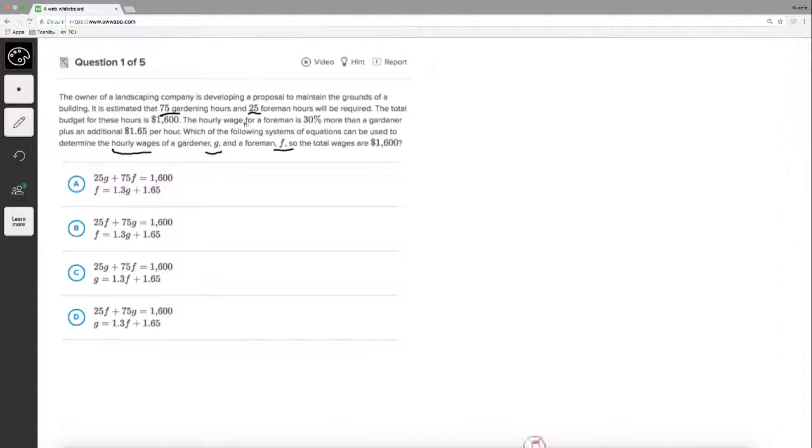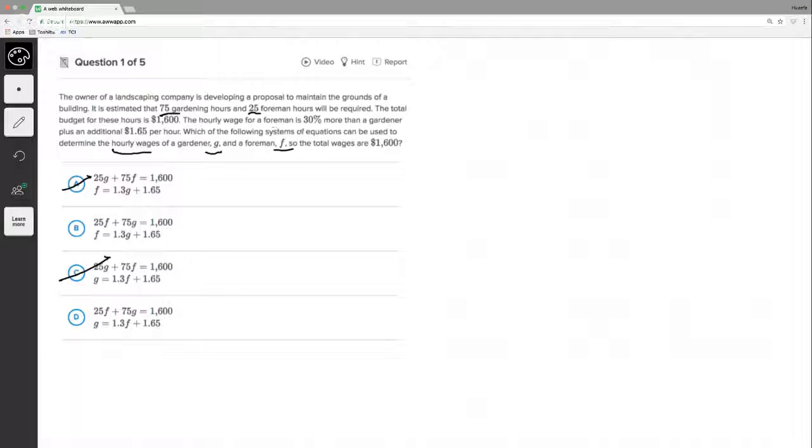Basically, we've got the foreman F, whatever the hourly wage is, with 25 hours being used there, and 75 hours for the gardening. So we need 25 times F and 75 times G, and that's got to add up to 1,600. This is backwards. It's 25G. They said 25 foreman hours. B looks okay, at least as far as the first equation. C is also out. Right off the bat, we've got it down to B or D. It's got to be 25F plus 75G equals 1,600.